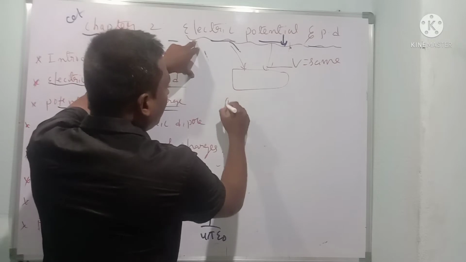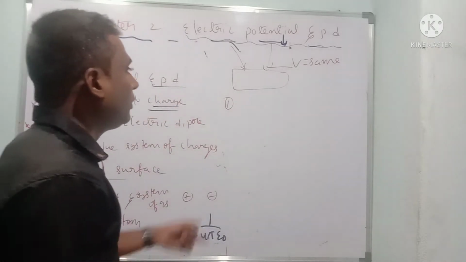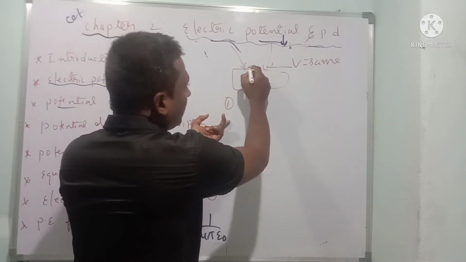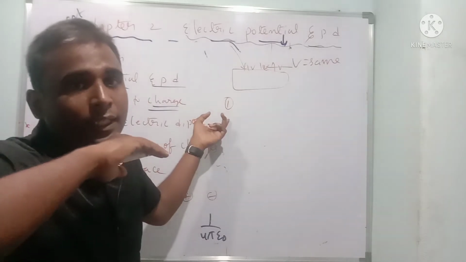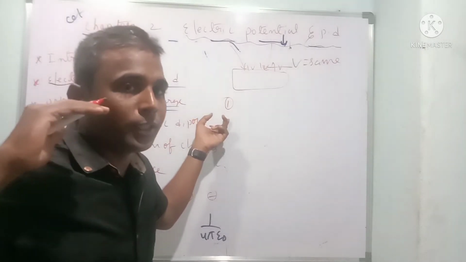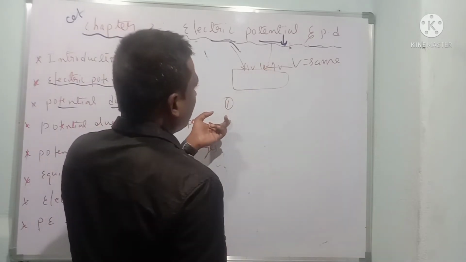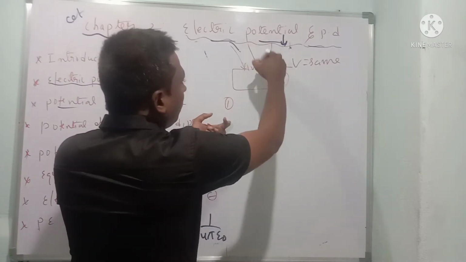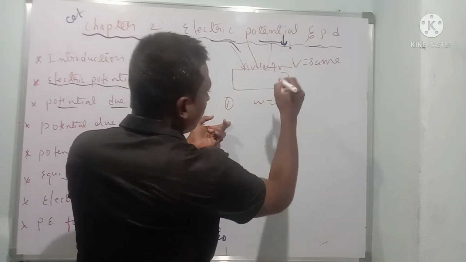Then we are going to discuss the properties of equipotential surfaces. Suppose 1 volt, 1 volt, 1 volt. Here we see an equal amount of potential at every point, children. So what is the first point? The amount of work done on an equipotential surface is equal to 0. Why?